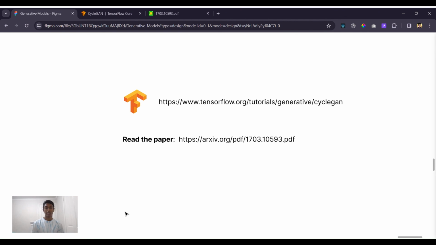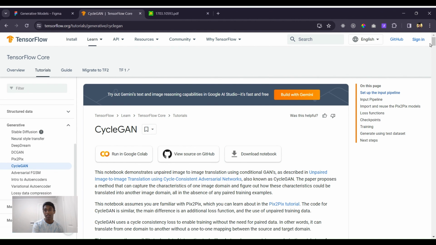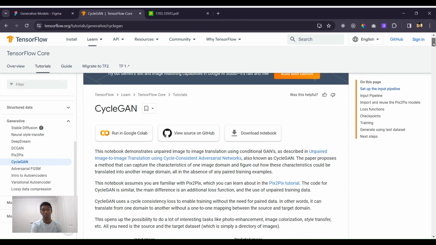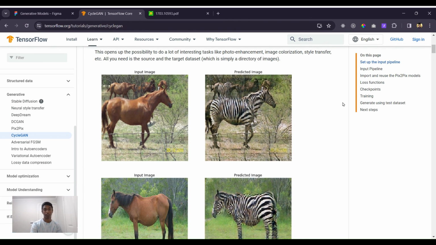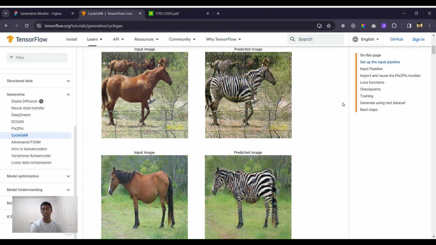As for the next steps, I would highly recommend, again, going through the TensorFlow tutorial for this architecture. TensorFlow has a really great tutorial for CycleGAN, and in this tutorial, you actually implement a CycleGAN horse to zebra and zebra to horse architecture yourself. So you can build the architecture yourself, learn about the loss functions, and maybe adapt this tutorial to a different use case which you might want to try out.